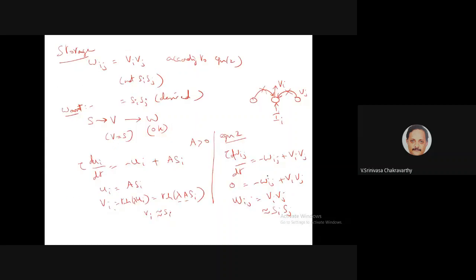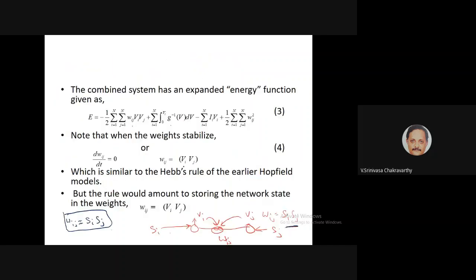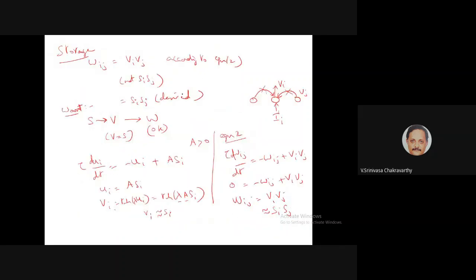How do we do that? So Wij will go to ViVj according to equation 2. We know that according to this and equation 4. But what we want is SiSj, which is what we should go to as we decide. So S will be written into V, and V will then write itself onto the weights.